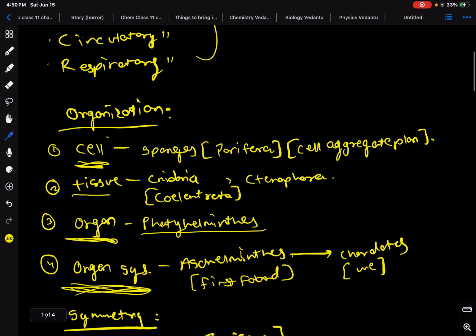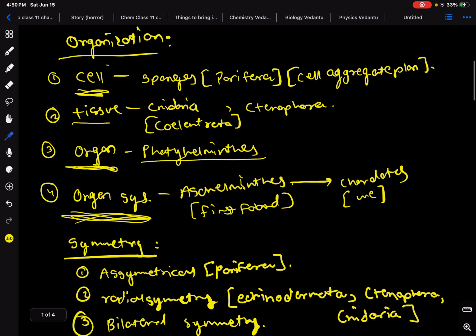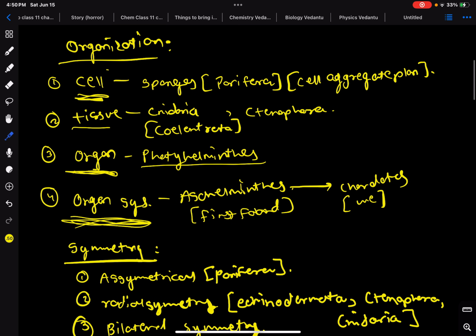Then in organization we have cellular level, tissue level, organ level and organ system level of organization. The first one to have organ system is Platyhelminths, all the way to chordates. Then we have Cnidaria and Ctenophora. These are also known as brothers because they are nearly identical. They are very, very similar. Then we have cell level where only sponges are present in the cellular level of organization.